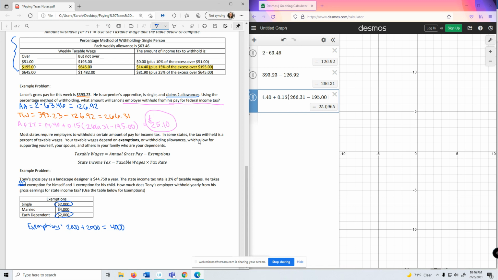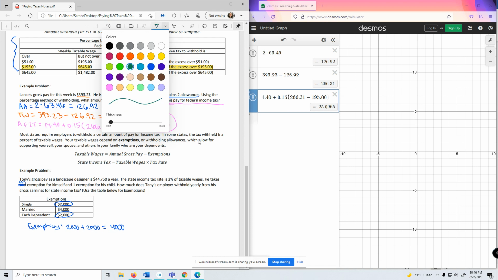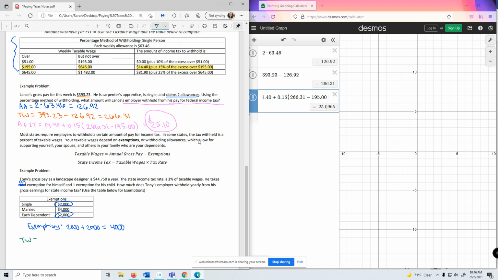And then once again, this is a multi-step process. We need to find his taxable wages, which is his annual gross pay. Remember, that's how much he gets paid in a year, minus his exemptions, which we know is a total of $4,000. And so his taxable wages is going to be $40,750. We didn't ask for taxable wages, though.